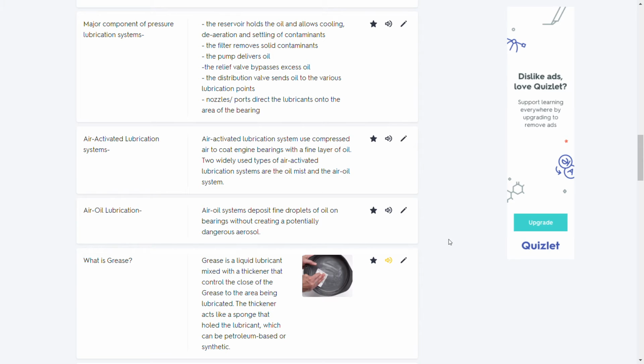What is grease? Grease is a liquid lubricant mixed with a thickener that controls the flow of the grease to the area being lubricated. The thickener acts like a sponge that holds the lubricant, which can be petroleum-based or synthetic.